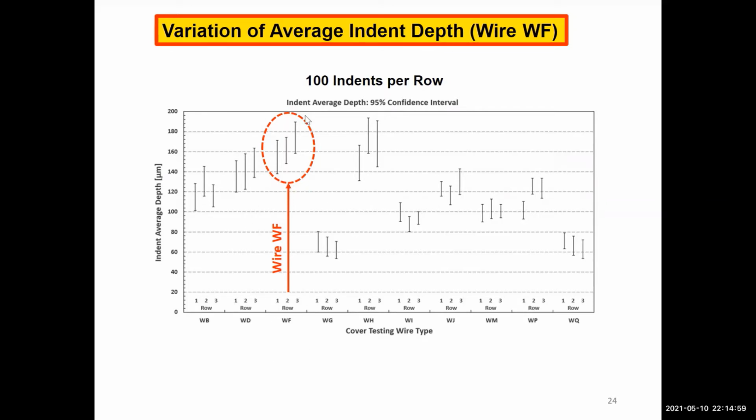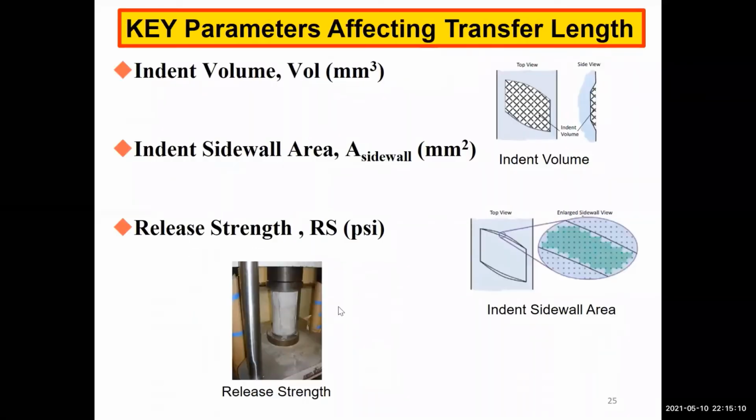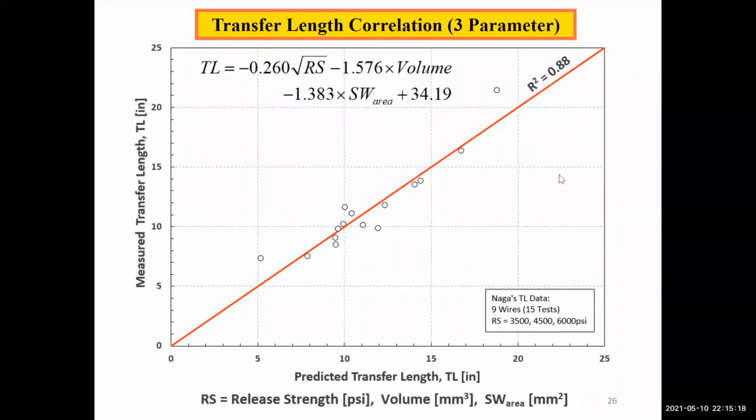Again, you see the variation of the indent depth for different rows, 1, 2, and 3. The typical average depth is about 160 microns. We've identified the key parameters that affect transfer length, and they're listed here, like volume and sidewall angle and release strength and so on. And we can put that together in a correlation plot, a linear correlation of the variables.